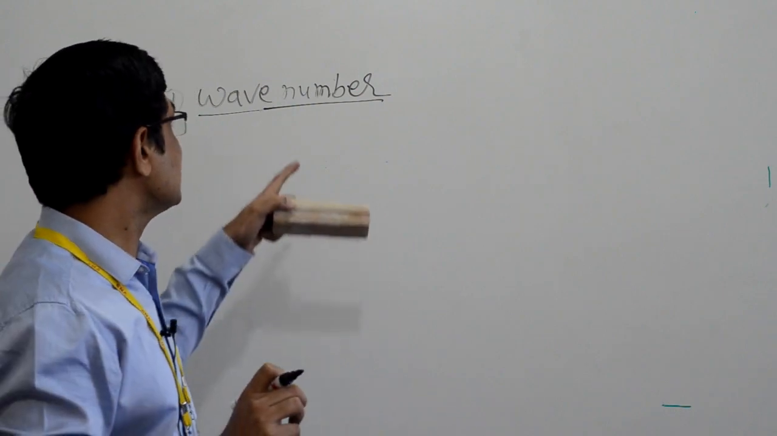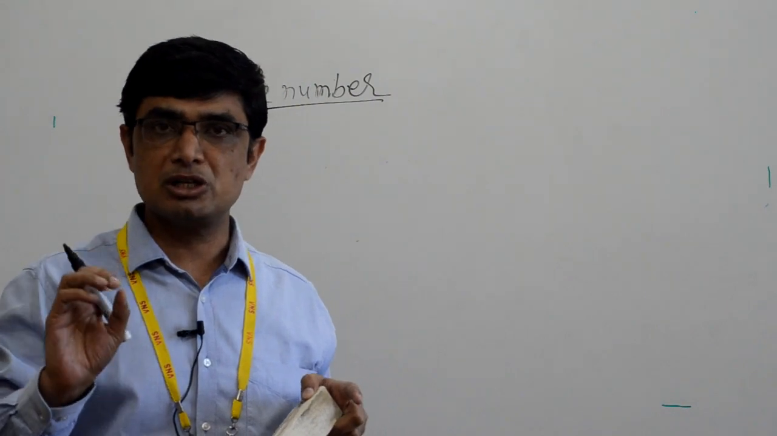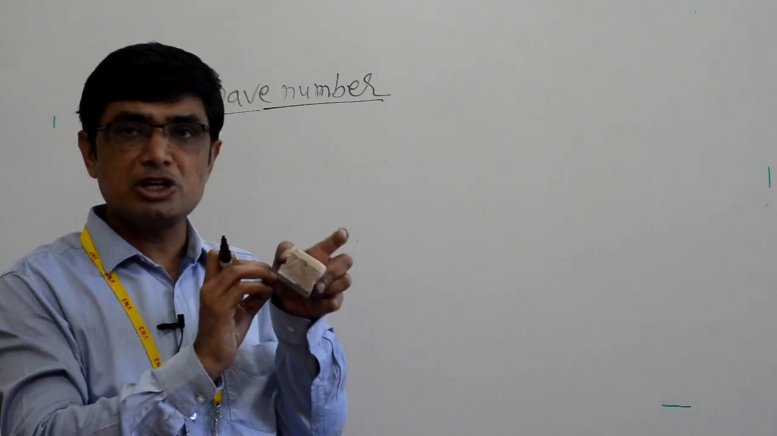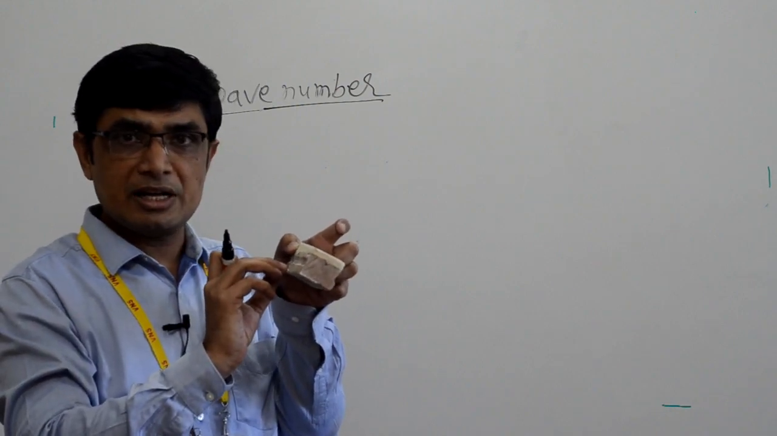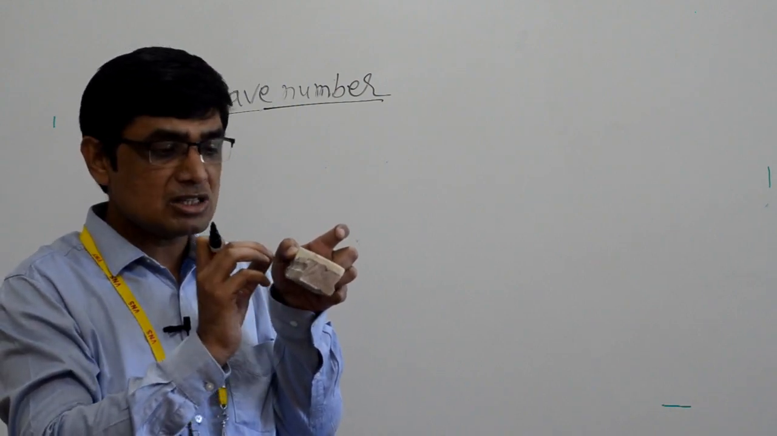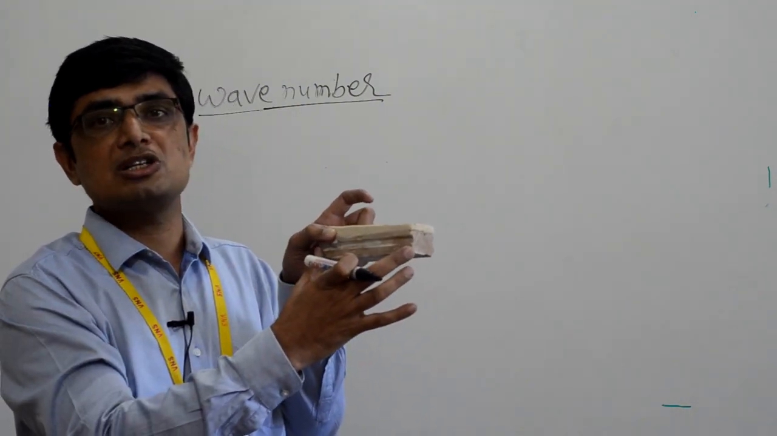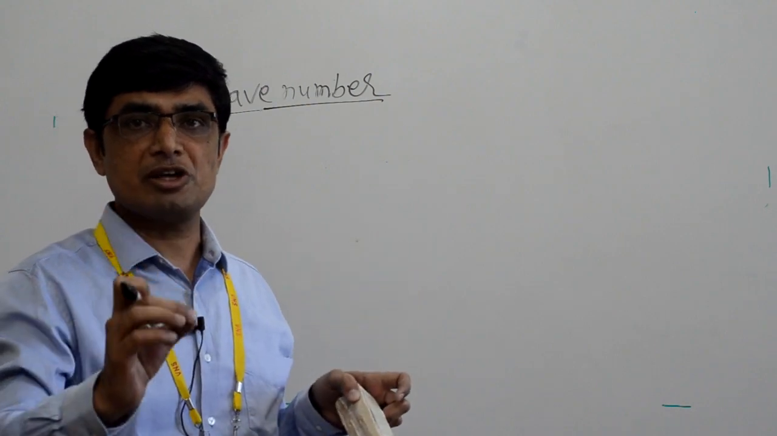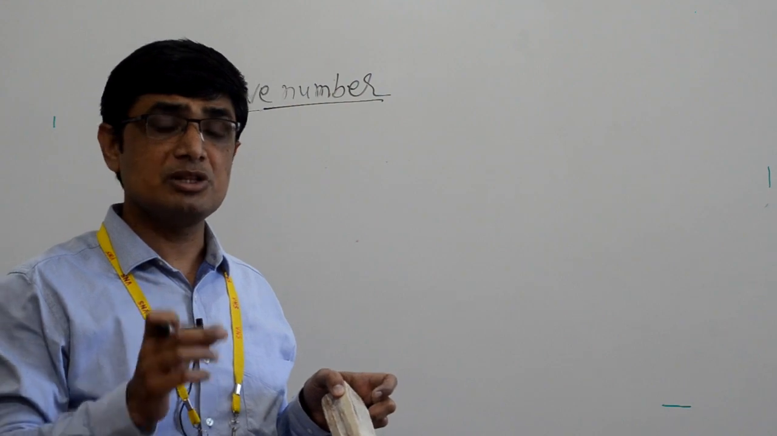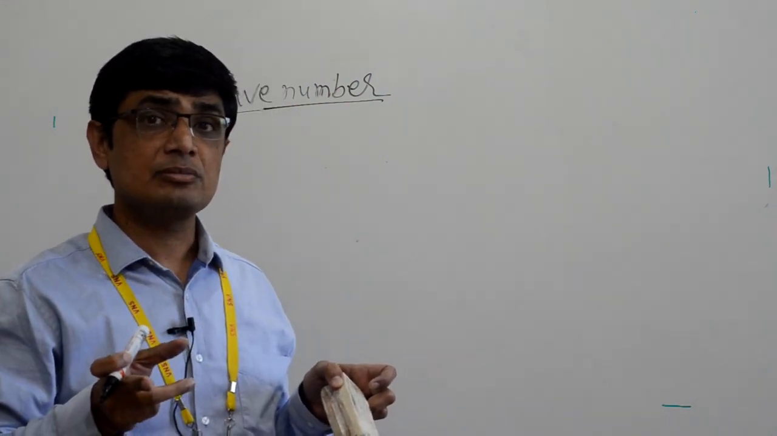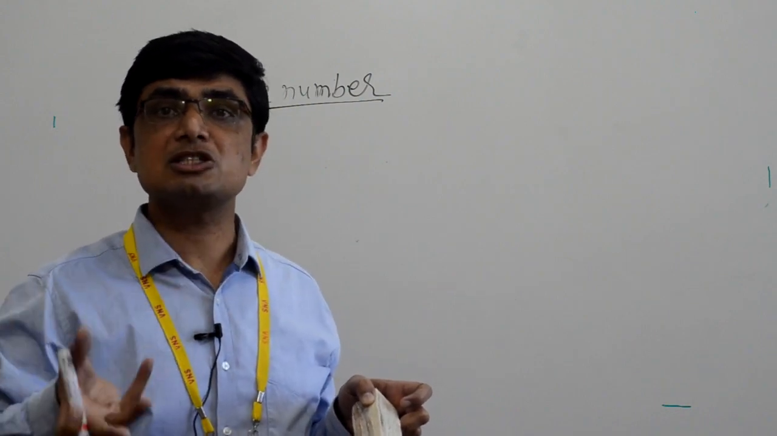Suppose the wavelength of UV light is 200 to 400 nanometer. Suppose 200 nanometer is one wave. So how many waves of 200 nanometer light are present in that one centimeter is known as the wave number. What will be the correlation between the wave number and wavelength? That will be inversely proportional.